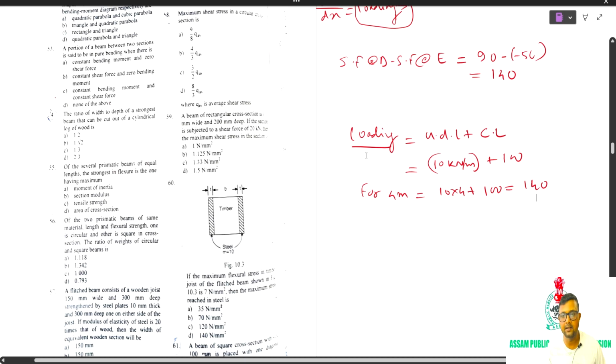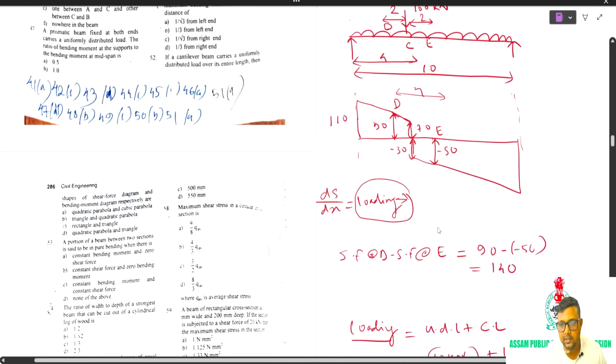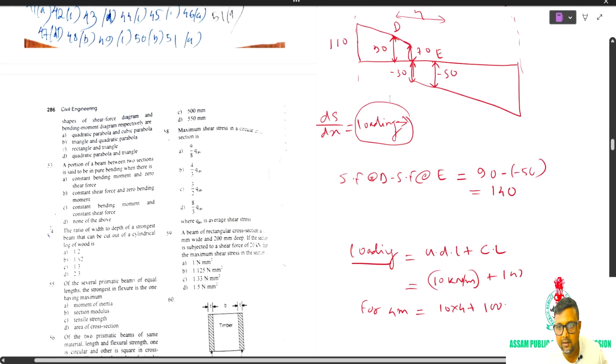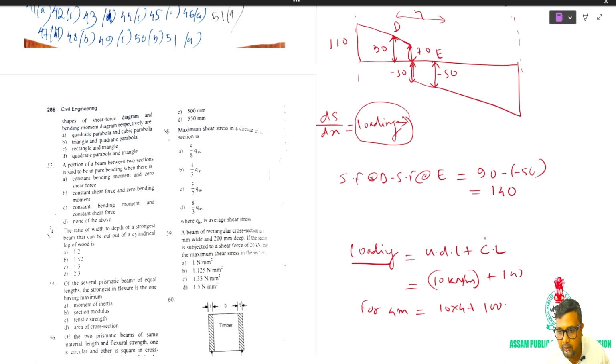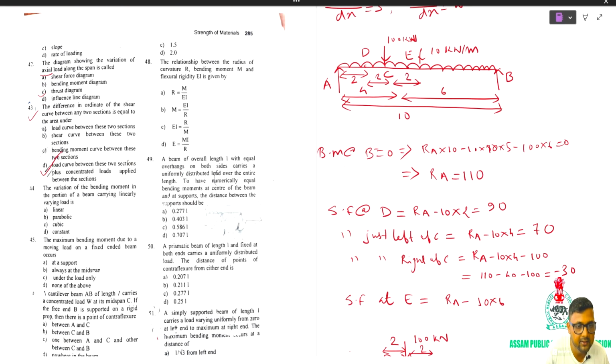Now what does it mean? It means that the shear difference between any two sections is the loading into the distance, that is the area of the loading curve, plus the concentrated load. This is a UDL into 4, the area under the loading curve, plus this concentrated load, and this is equal to 140, right? So from this concept only we have found this value. So the answer will be D.